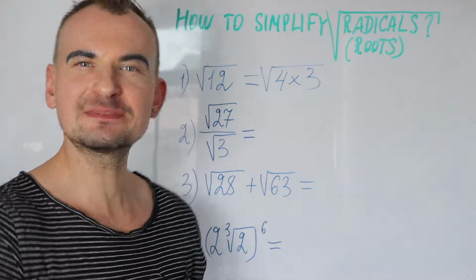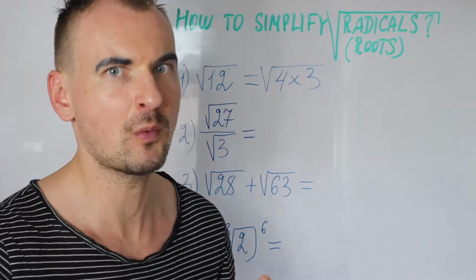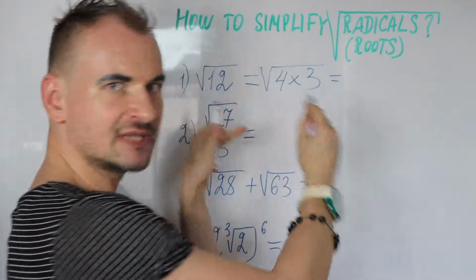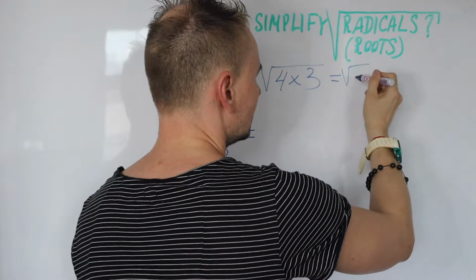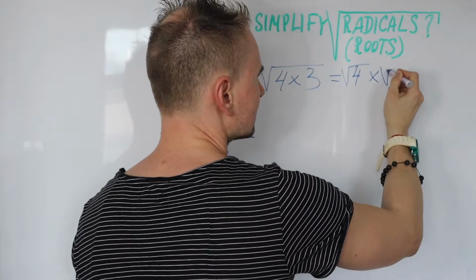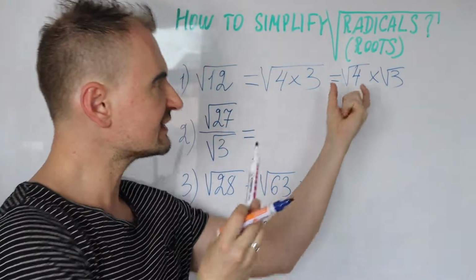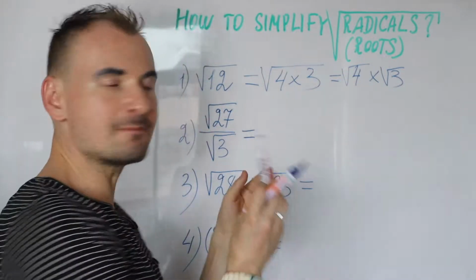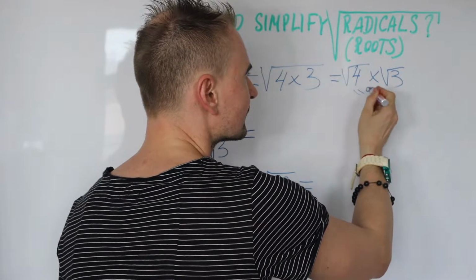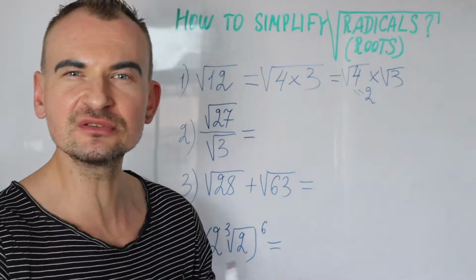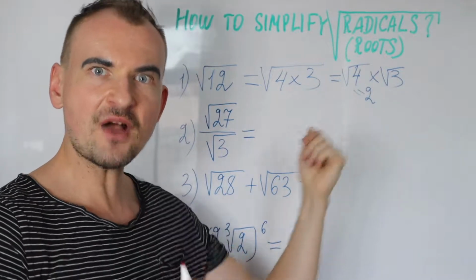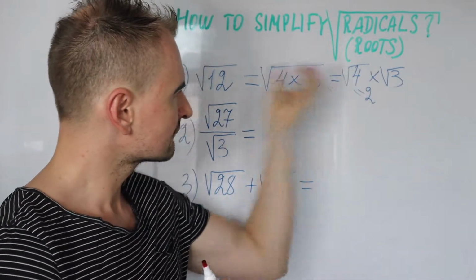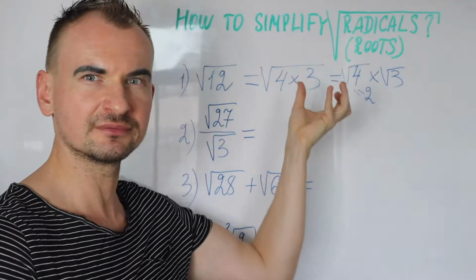Why do we need these perfect squares? After this we can break this root down into two roots: root of 4 times root of 3. Since 4 is a perfect square, this root simplifies to just 2, since 2 times 2 gives you 4. That's why we need them. We need these perfect squares to pull them out of the root.